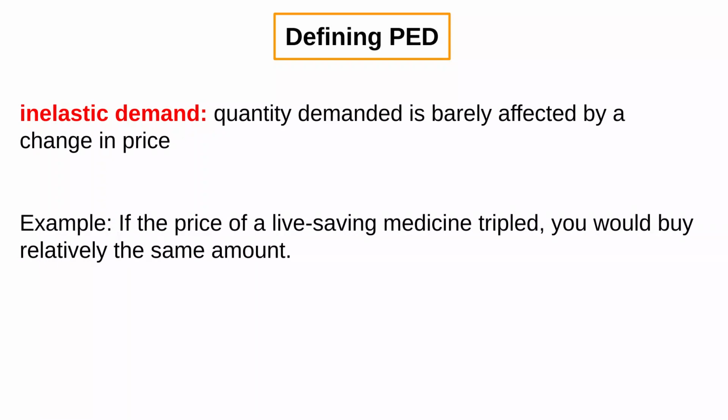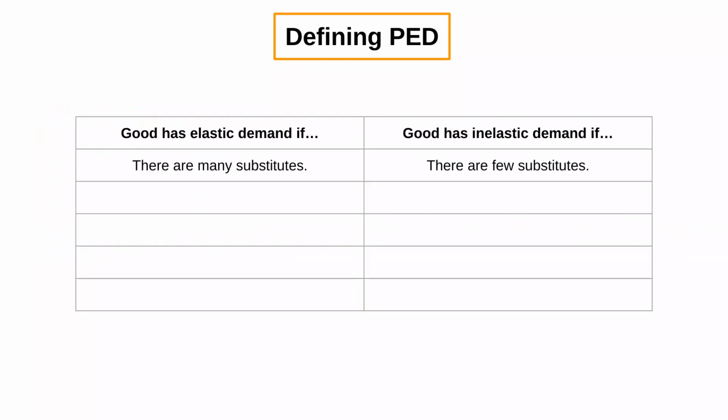So, for example, if the price of a life saving medicine tripled, you would buy relatively the same amount. You're not just going to say, okay, this medicine's more expensive, forget it, I'm just not going to buy the medicine, right? If you can afford it, you will continue to buy it because you need it. It's a necessity. And so the demand is inelastic, meaning the quantity demanded is barely affected by a change in price.